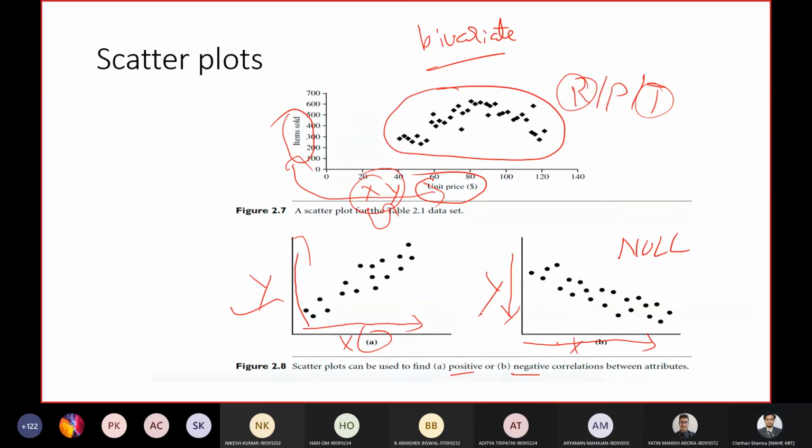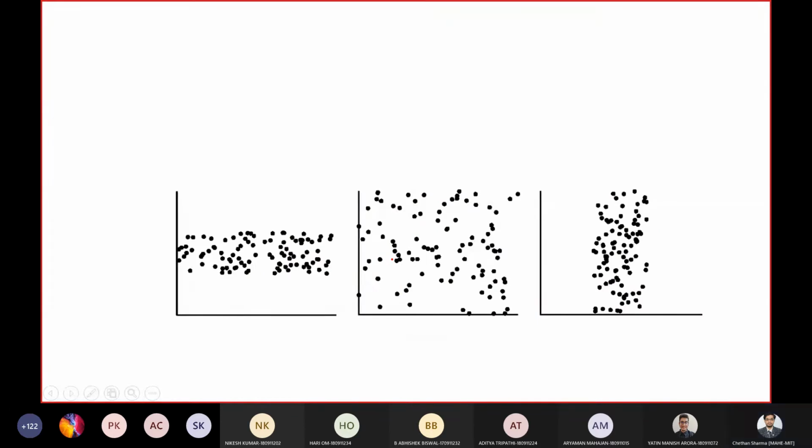Okay. So this is how you plot a scatter plot based on the numbers, one attribute versus the other, and try to find out whether there is a correlation between the two attributes or not. So what does this signify? Whether there is any correlation with respect to these three graphs or not.